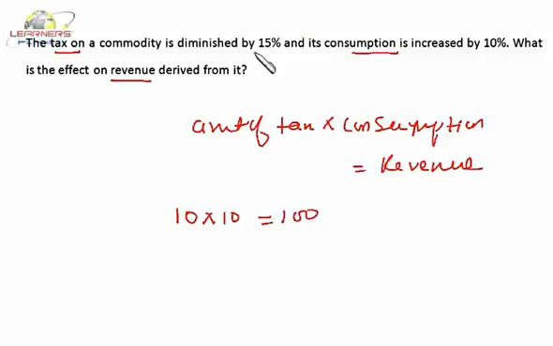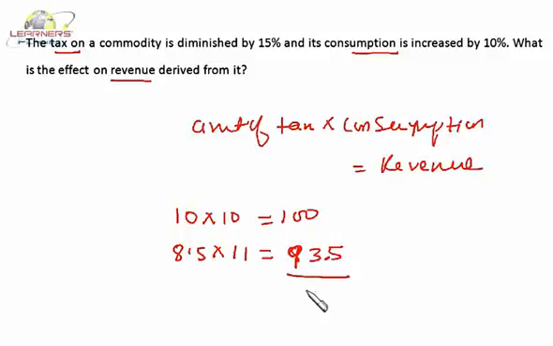Now tax is diminished by 15%, that means the new tax is 8.5. And the consumption is increased by 10%, that means the new consumption is 11. Now we have to see the net impact. 11 into 8.5 is 93.5.